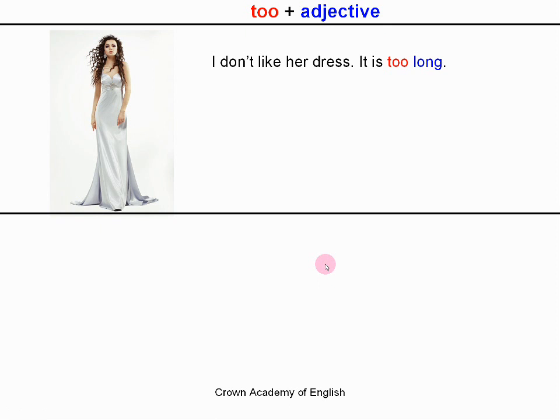I don't like her dress. It is too long. So this means it is excessively long. It is longer than is needed or wanted. Notice the form. Too is before the adjective. So the adjective is long, and we write too before it. That is very important.